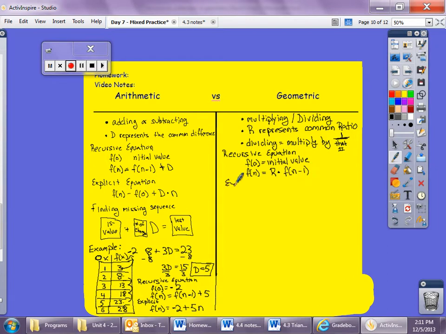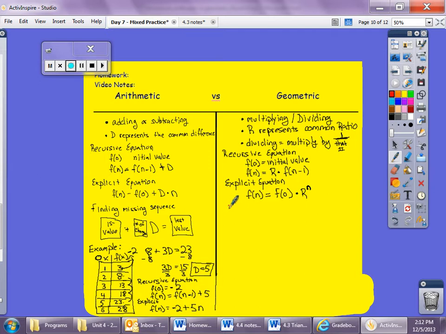And then we have our explicit equation. Our explicit equation is f of n equals f of 0 times r to the power of n, however many times we're going to do it. So we'll figure out what f of 0 is, and then we multiply it to r to that power.